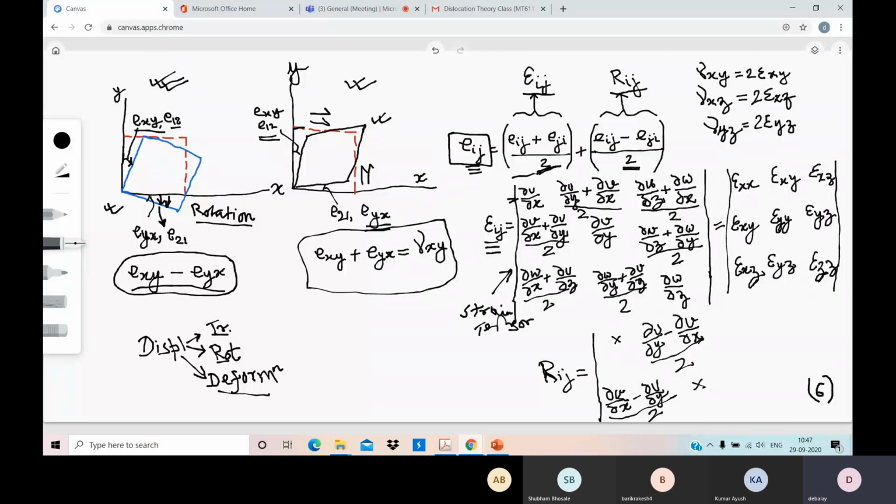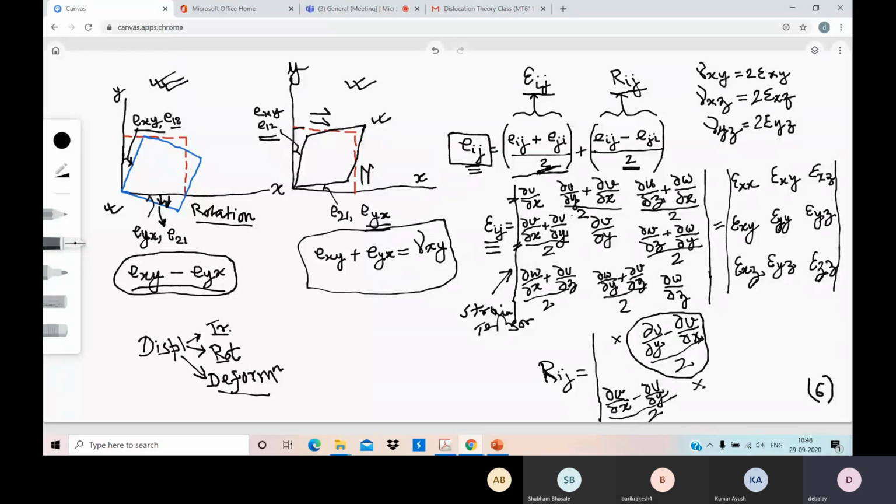Second term, what is that? I'm taking only the plus sign terms. Second term has to be Exy, so Exy plus Eyx by 2. Whereas the rotational tensor, what is the second term? Rotational tensor, second term is Exy minus Eyx by 2. So you will find in strain tensor, the term is del u del y plus del v by del x divided by 2.